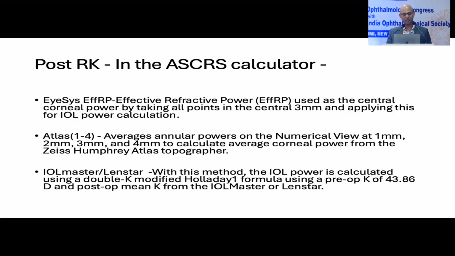In the ASCRS calculator, it uses the effective refractive power, which is basically taking all points from the central 3 millimeters, and these are applied for the IOL power calculation. If you have an Atlas topographer, it takes the average powers from the 1, 2, 3, and 4 millimeter rings, and basically it's again using central corneal power. And if you have an IOLMaster or Lenstar, it uses the double K modified Holladay 1 formula using a pre-op K of 43.86 and post-op mean K from the IOLMaster or the Lenstar.